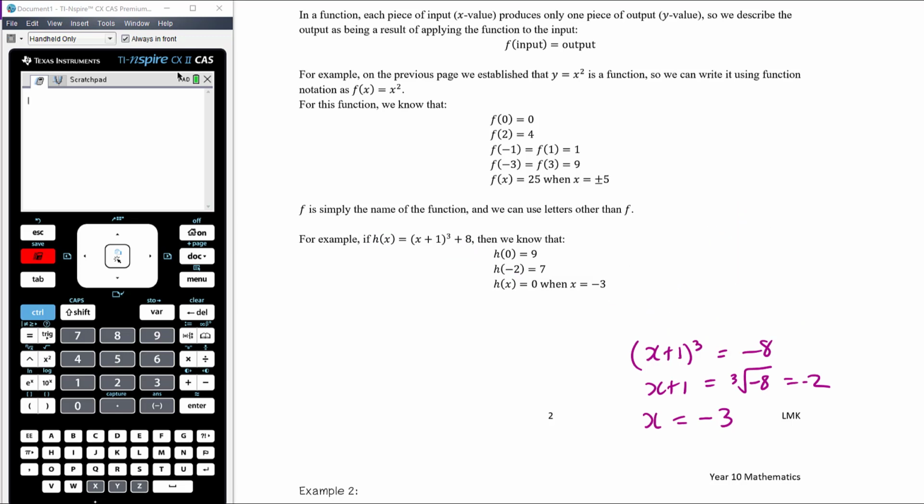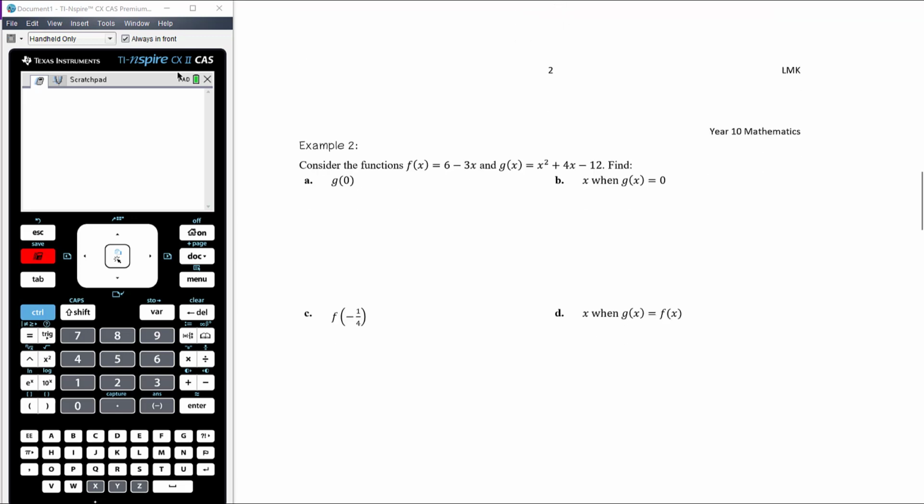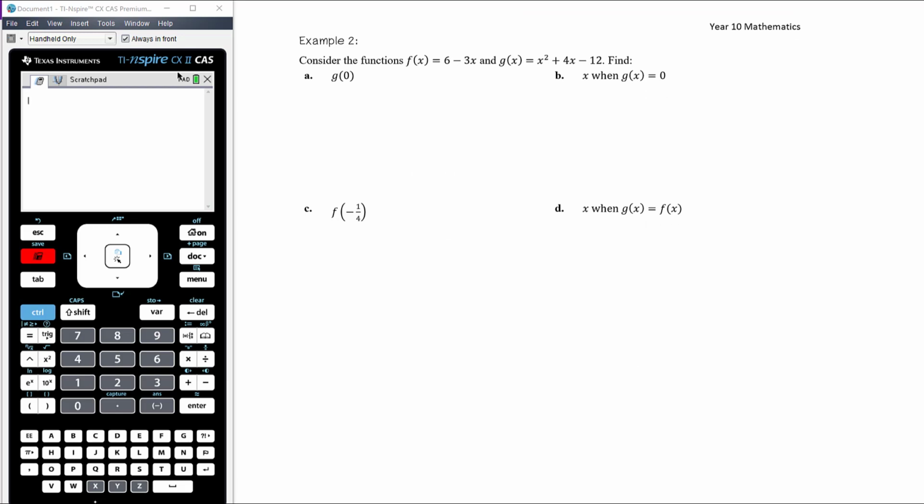Okay, so hopefully we're getting more familiar and more comfortable with that function notation. As I've said, it really is important going forward. Alright, so let's have a look at an example with some function notation. We've done questions like these a number of times before, but let's just refresh our memories again. So f of x is equal to 6 minus 3x, g of x is equal to x squared plus 4x minus 12. So f of x is a linear function, g of x is a quadratic function.